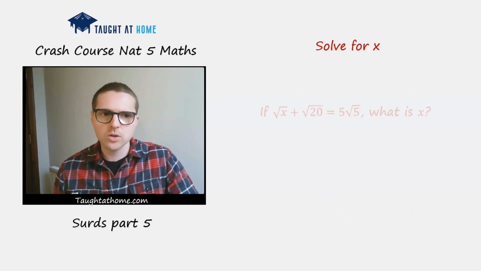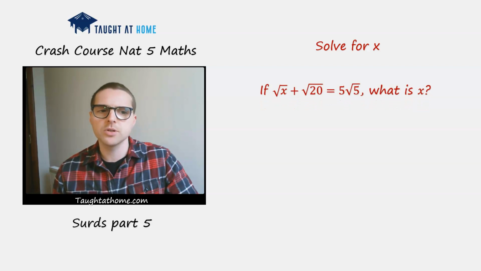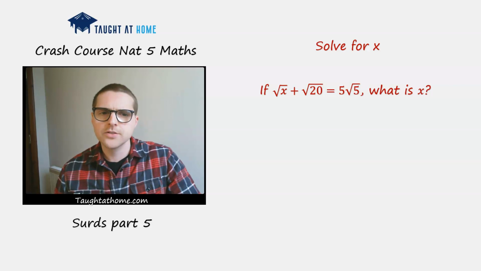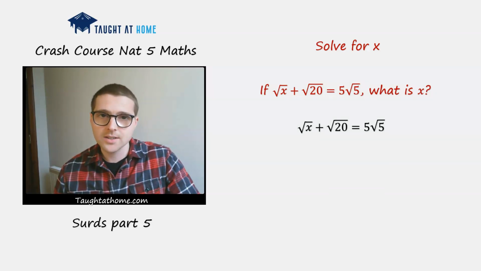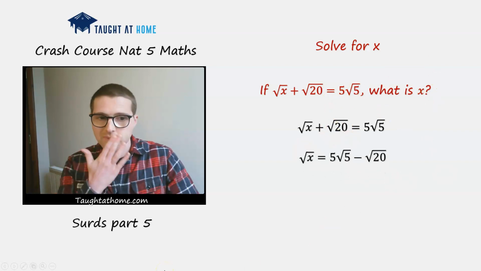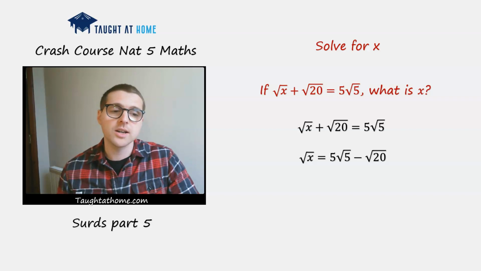Let's have a final go. If root of x plus root 20 equals 5 root 5, what is x? First thing, I'm going to write it out, and then I'm going to subtract root 20 from both sides, because I want root x on its own on the left hand side. So we're going to have root of x equals 5 root 5 minus root 20.